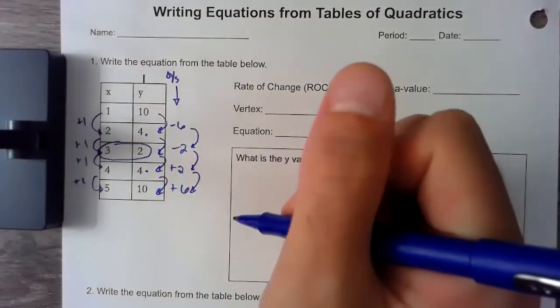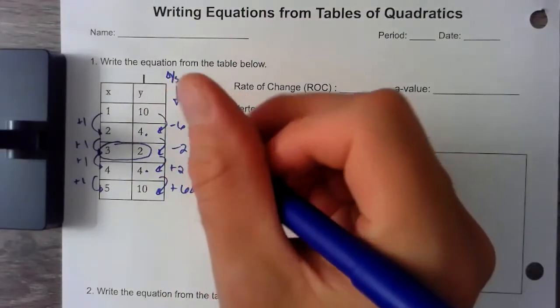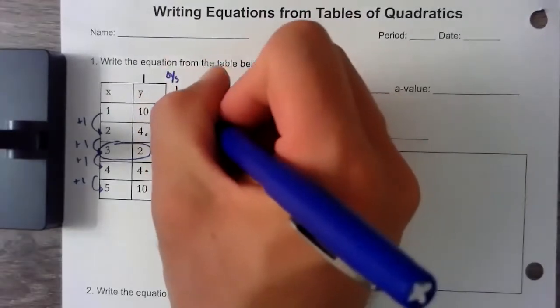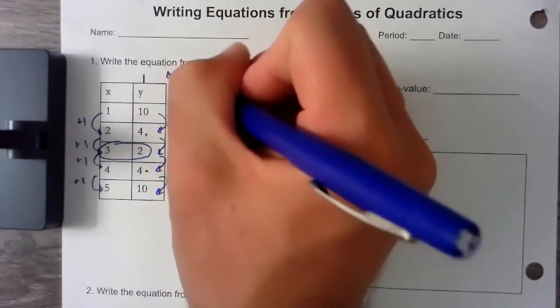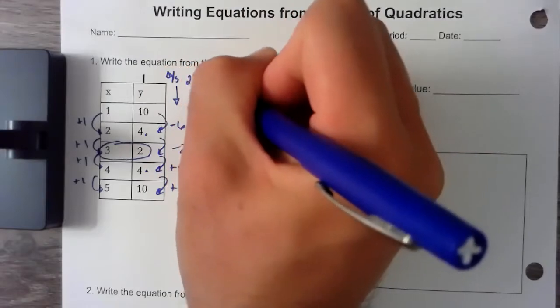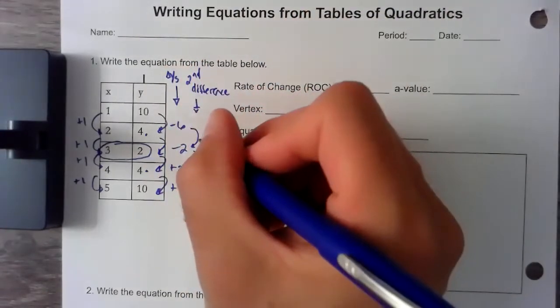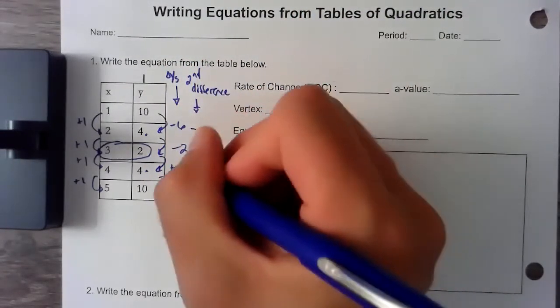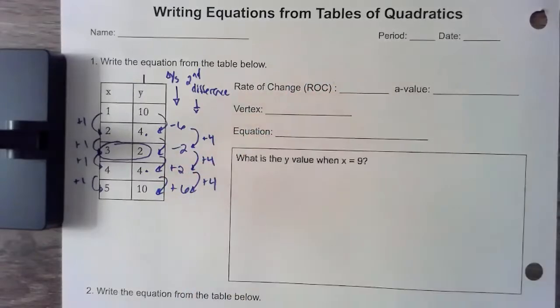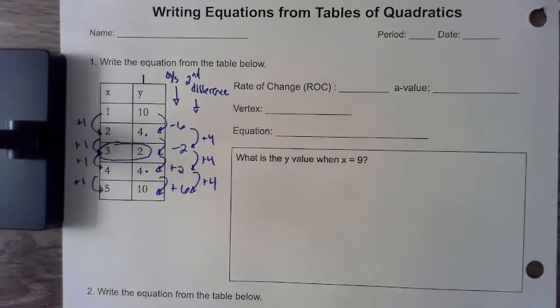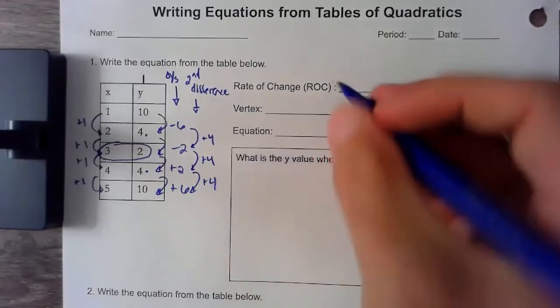If this is constant, if we can find a value that we need to add or subtract, then this tells us that it is quadratic. So this is what we're looking for in the second difference. So from negative 6 to negative 2, I'm adding 4. Negative 2 to positive 2, I'm also adding 4. And 2 to 6, once again, we are adding 4. So this second difference is our rate of change.